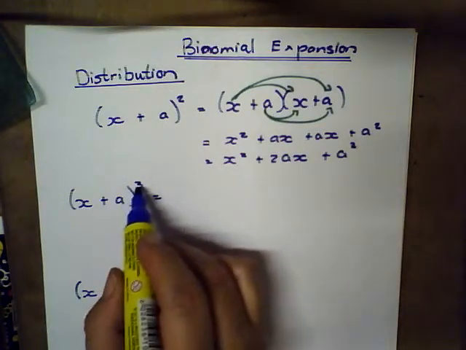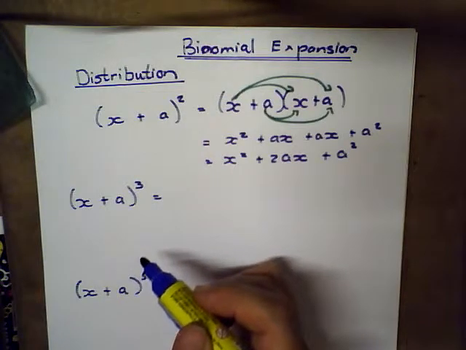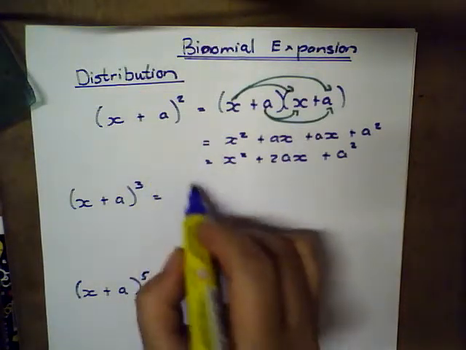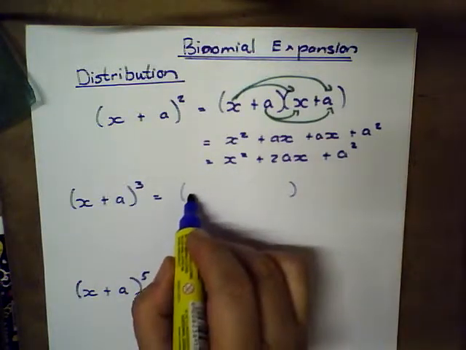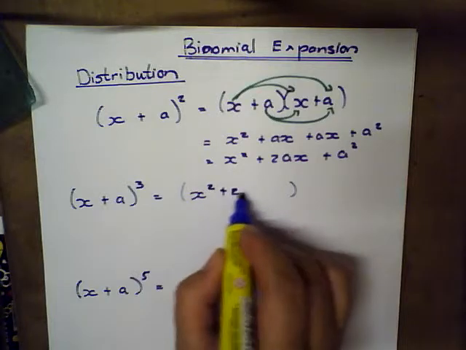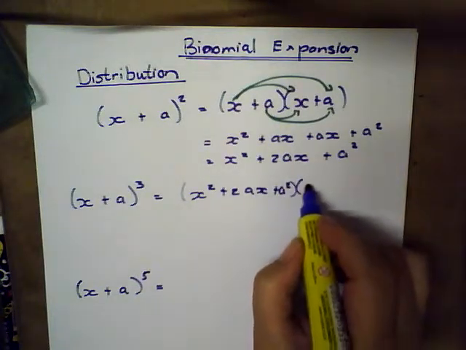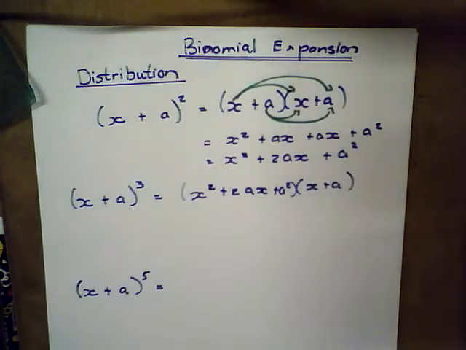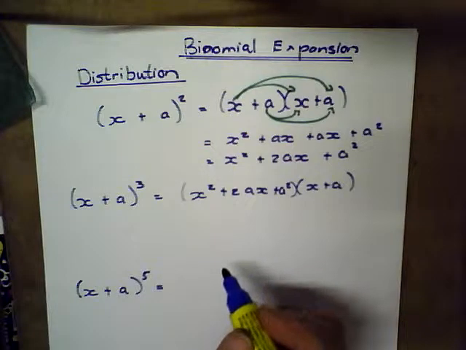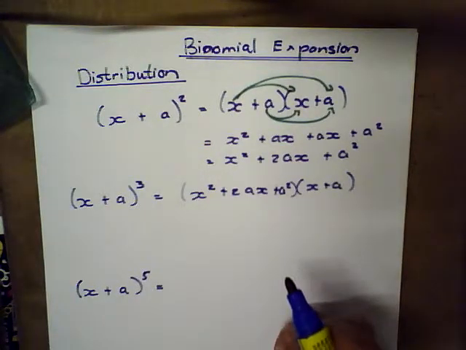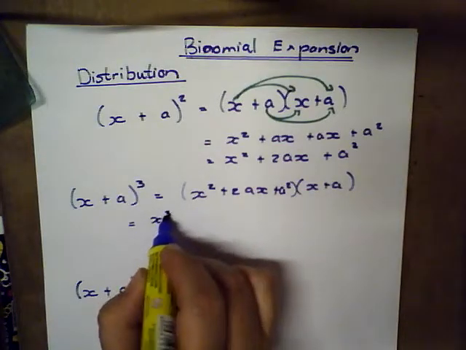Now, if we have something with an x to the third power, well, we've already done the square, so that will mean that I have this thing that we've already found, x squared plus 2ax plus a squared, multiply that again with x plus a. And as you can see, this expansion becomes a little bit more cumbersome, but still, it's not too bad. We can do it. And x squared times x would give us x cubed.